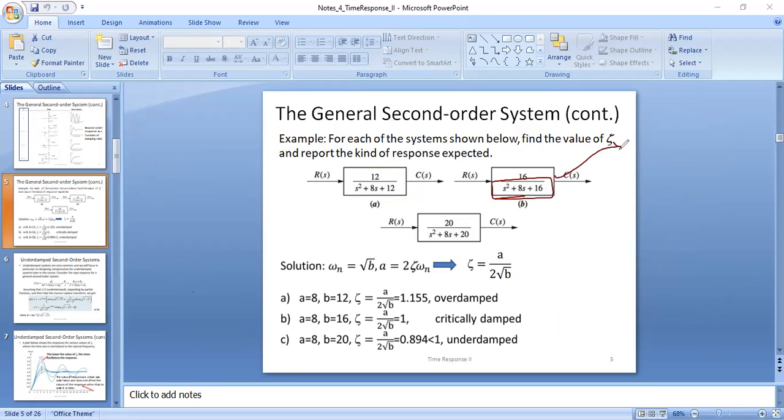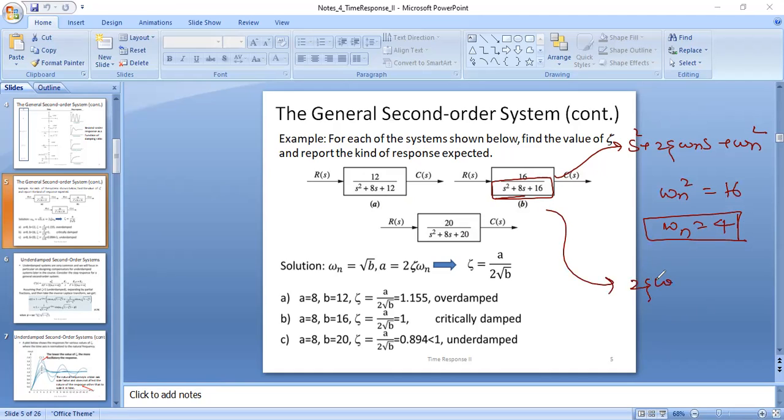Just compare this with s square plus 2 zeta omega n s plus omega n square. So you get omega n square is 16, which means omega n is 4. Now 2 zeta omega n is 8, so 2 into zeta into 4 equal to 8. So you got zeta is equal to 1. That means you have critically damped. How did you get zeta equal to 1?